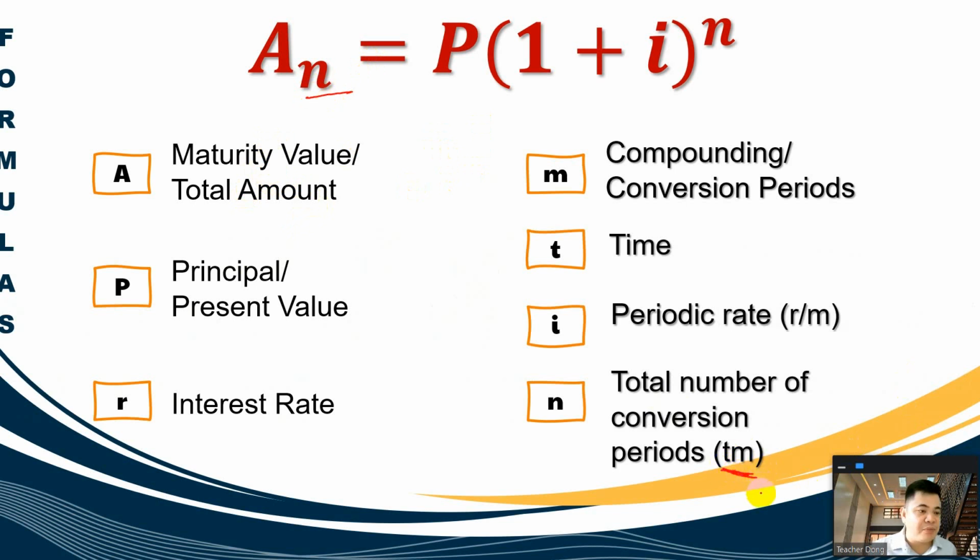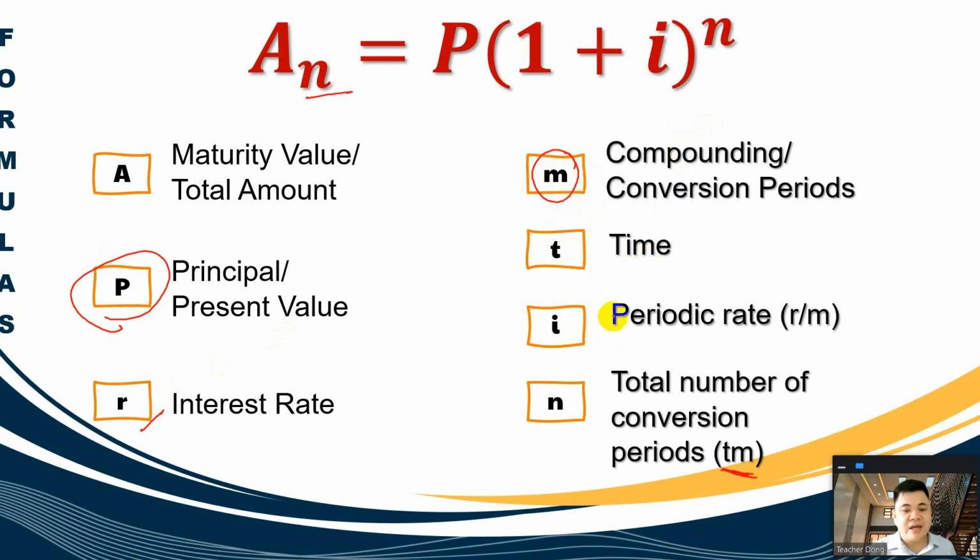M means the compounding period. And then P, we have the principal and the present value. So you're going to look for either the maturity value here, or the principal. And then R, we have the interest rate or the percent of interest. And then we have the compounding or the conversion period, which is M. Later on, we will be having the different compounding periods. And then time, we have T.